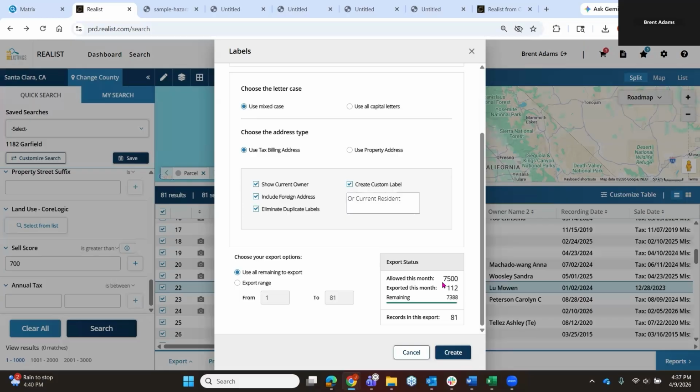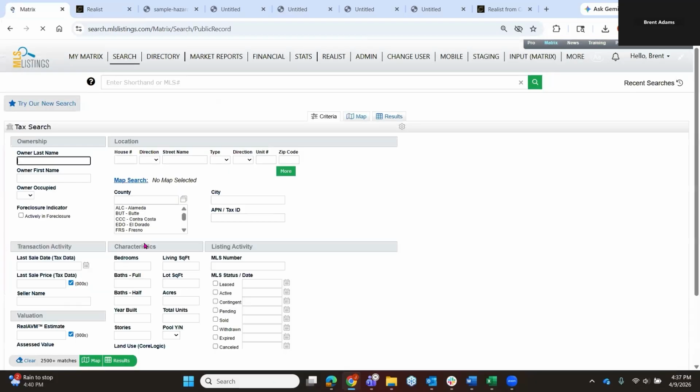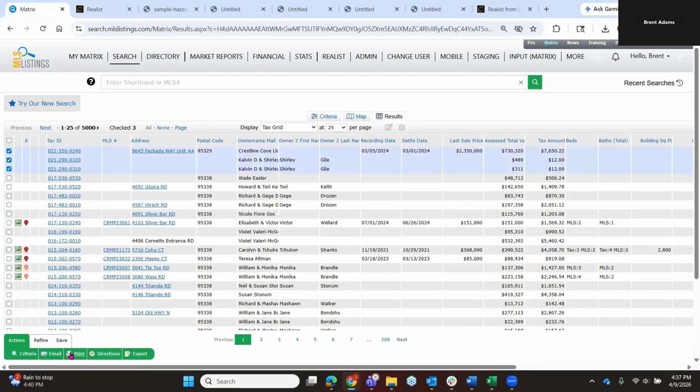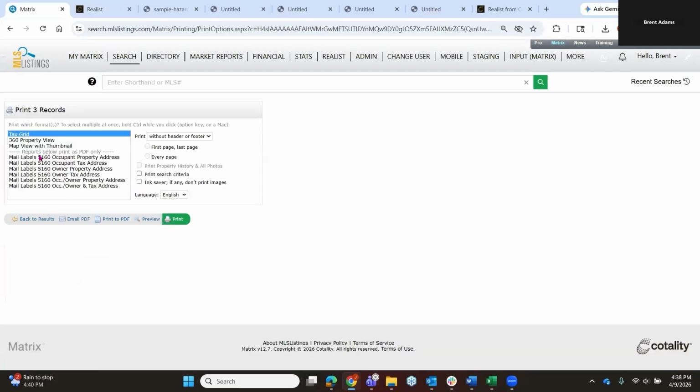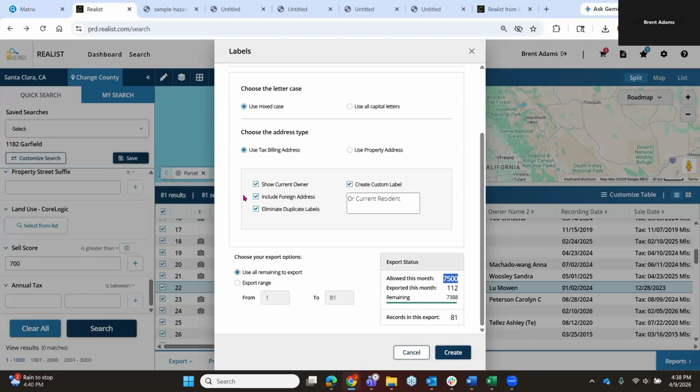Now, each and every one of you are allowed 7,500 exports per person per month. That's a lot. If you're using all your postage every single month, that's a heck of a postage budget there. I'll give you another hint too. I'm going to switch real fast back into Matrix. Don't forget in Matrix, there's a public record search. And one of the things that you can do in the public record search is you can also print out mailing labels there. So you get extra mailing labels here in Matrix in addition to the ones we already have in Realist. So that's a little tip and trick that we don't show too many people, but you've got lots of abilities to export these.